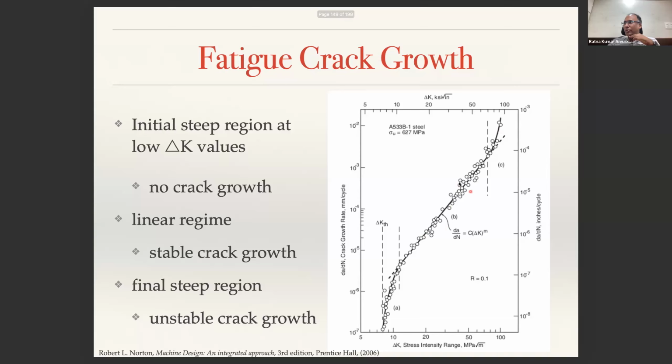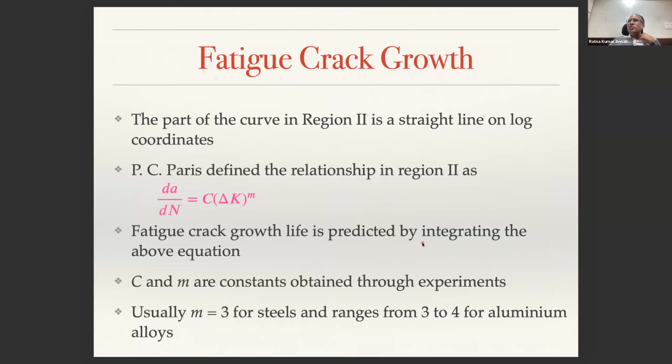So we are actually talking about the Paris law, which talks about fatigue crack growth in region 2. In region 1, there is no crack prior to this delta K threshold. Then this is a stable crack growth region, that is region 2, and that is our unstable crack growth region. The part of the curve in region 2 is a straight line on log coordinates, and that was found by Paul Paris.